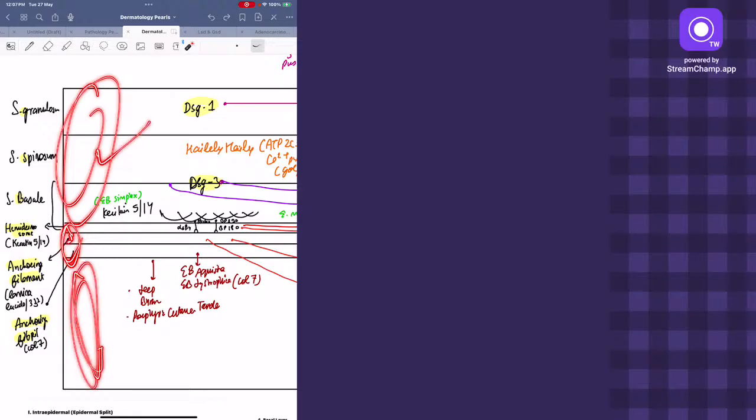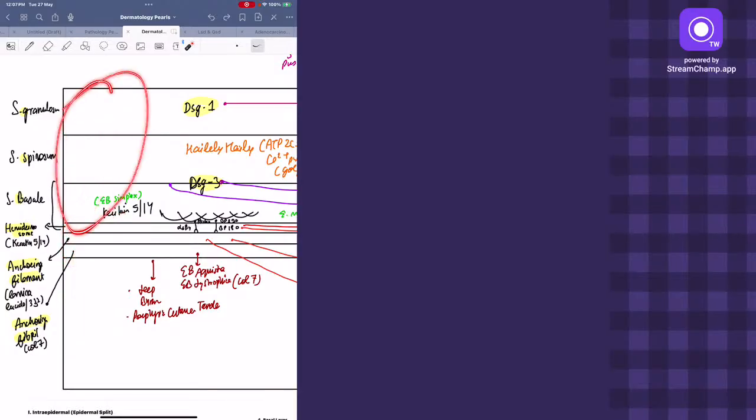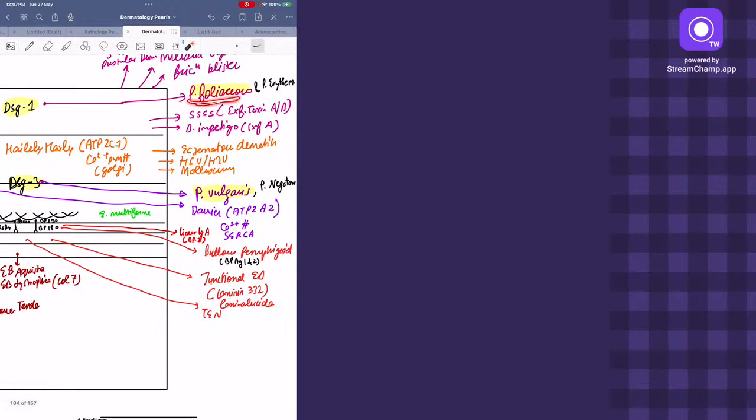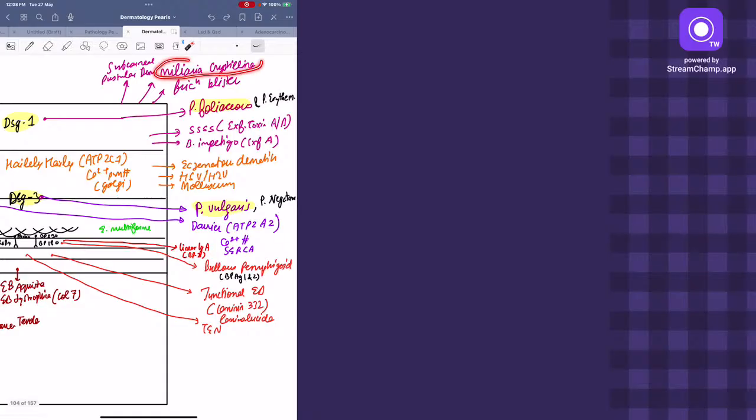So either the defect can be in the epidermis or it can be at the dermoepidermal junction. So first we will see the defects in the epidermis. In the stratum granulosum, a defect in desmoglein 1 is pemphigus foliaceus and pemphigus erythematosus, F and E, in desmoglein 1. And other disorders in the stratum granulosum are staphylococcal scalded skin syndrome, due to exfoliative toxin A and B. Then we have bullous impetigo, which is exfoliative toxin A. Then also we can have miliaria crystallina.